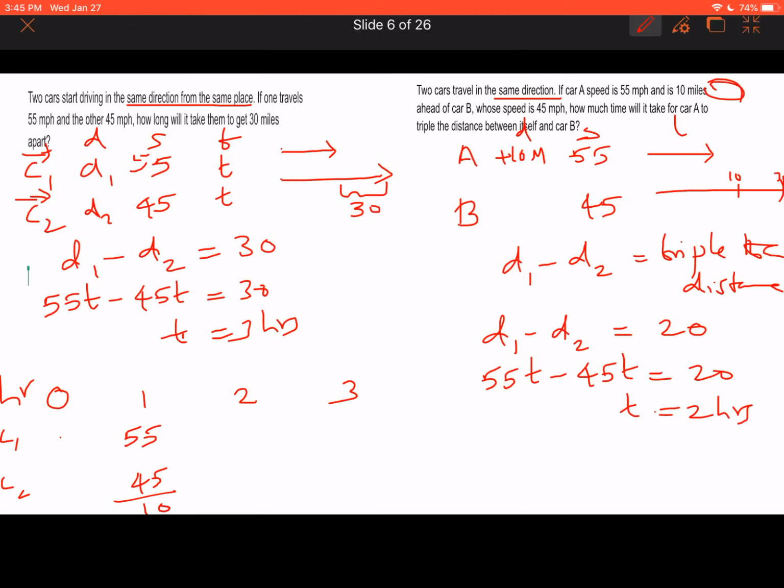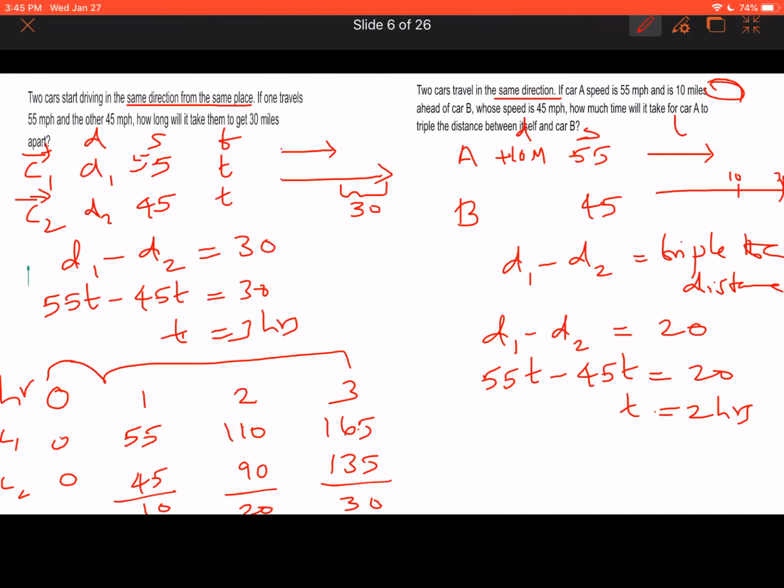Okay, after 2 hours it will be 110 miles, and here it will be 90 miles, so that will be 20 miles ahead. After 3 hours it will be 165 miles, and 135 miles, so 30 miles ahead. Right. So as far as the first sum, they are asking for the entirety of the time.